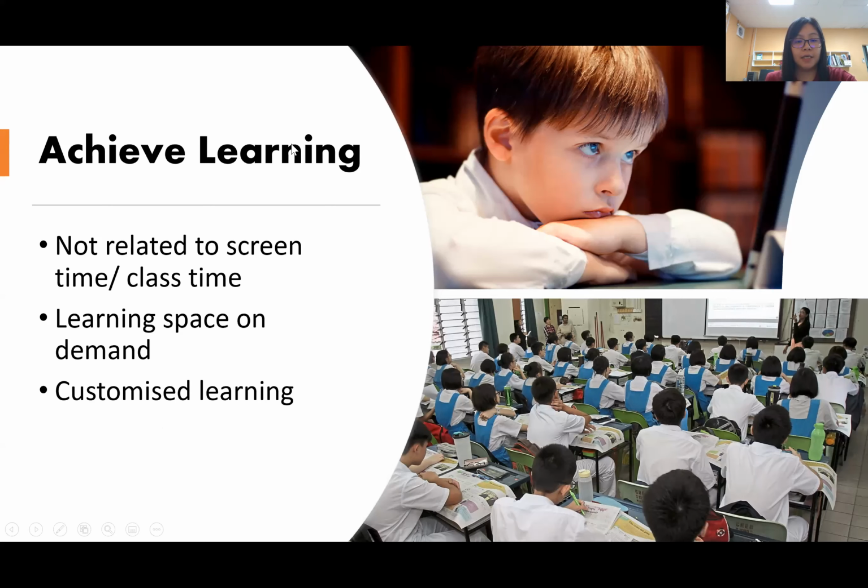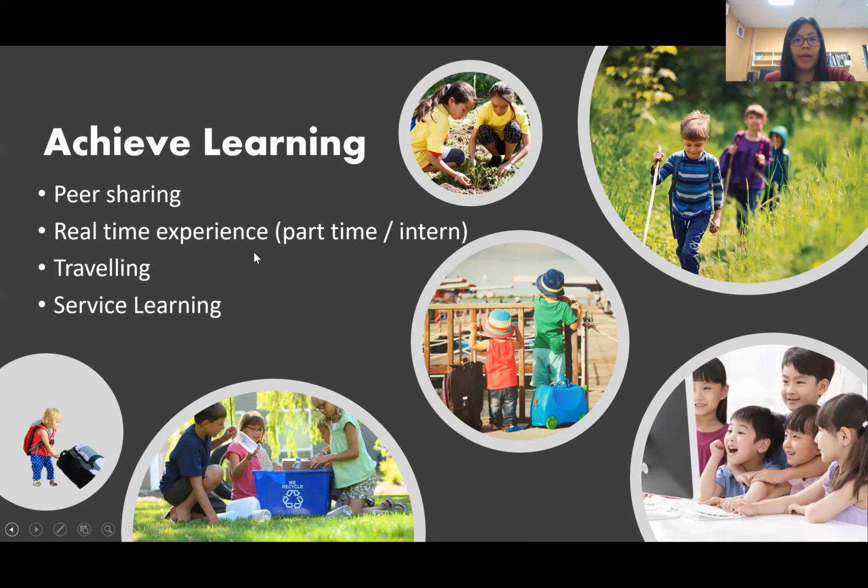And of course, to achieve learning, we should customize the learning, whether you are a fast learner or a slow learner. Let's say if you are a slow learner in our school, please do not hesitate to just come to the lecturer and ask again if you cannot understand. And in order to achieve learning, it has been shown that peer learning, peer sharing, real-time experience, traveling, and service learning are the learning that is really embedded in you, and it will give you a longer impact as compared to sitting in front of the computer.